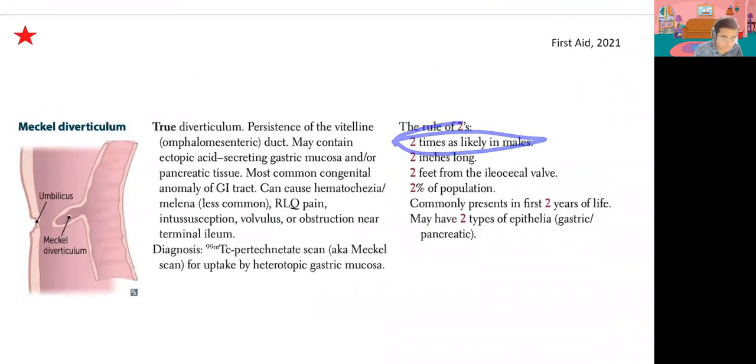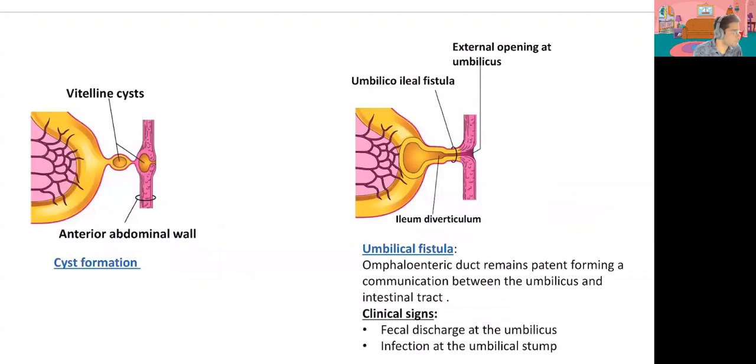Two times in males, right? It's 2 inches long, 2 feet from the ileocecal valve, and 2% of the population have it. It's commonly first presenting in the first 2 years of life. It may have 2 types of epithelium, gastric and pancreatic. This part really tripped me up because I forgot that this was also part of the rule of 2, but keep this in mind because it has gastric and pancreatic tissues in terms of epithelia.